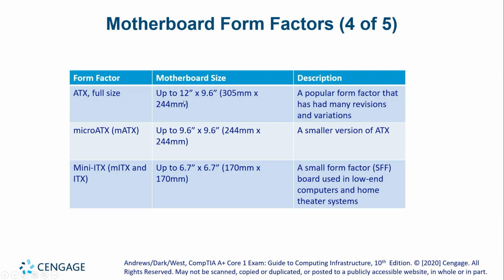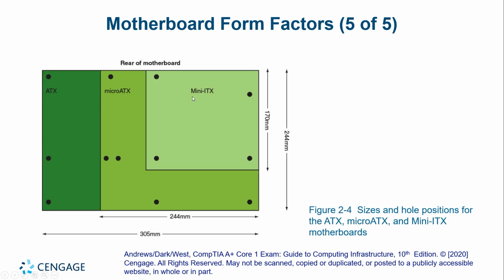Also, you need to be aware of the sizes: 12 inches by 9.6 inches, or 305 millimeters by 244. These will be test questions. I don't know why, but they choose to do that. The micro ATX is perfectly square, 9.6 by 9.6, as is the mini ITX. So both of those are perfectly square. The ATX is not. It's rectangular shaped.